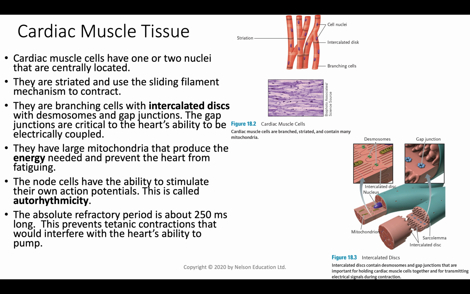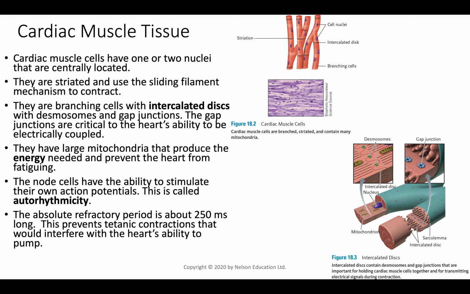So these junctions are really critical because they allow what we call electrical coupling. That means the cells that are adjacent to each other are going to fire at the exact same time. Additionally, we have a ton of mitochondria. They're going to make a lot of energy. We use that energy to continue to keep the heart pumping so that we can prevent what we call fatigue.